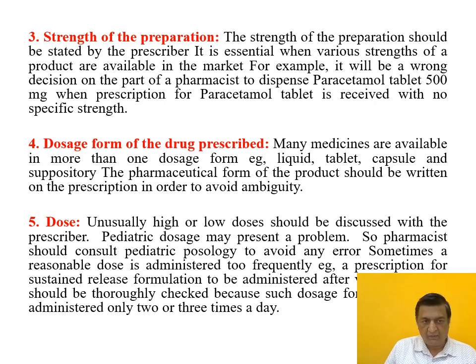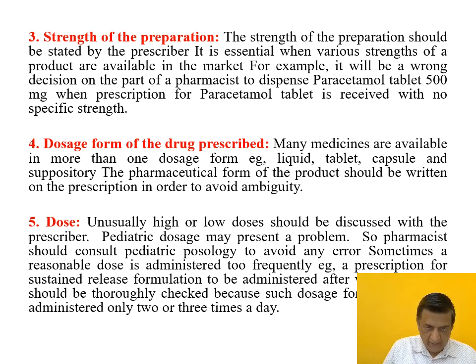Many drugs are available in one or more dosage forms: liquid, tablet, capsules and suppositories. The pharmaceutical forms of the product should be written on the prescription in order to avoid ambiguity.